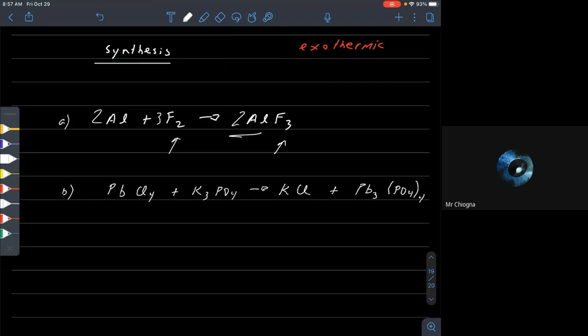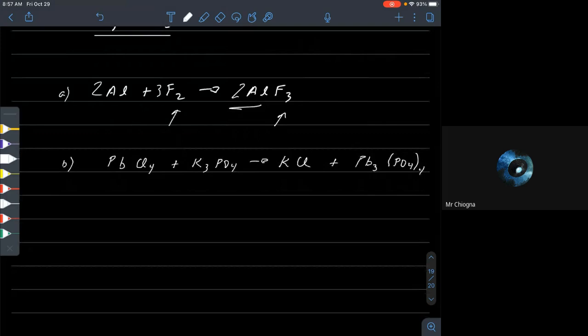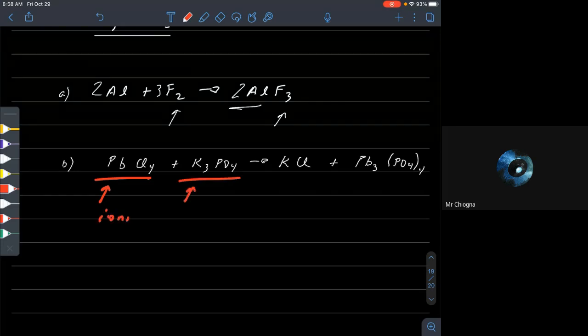Okay. Let's look at this. Ionic compound. How do I know it's an ionic compound? It starts with a metal. I'm just going to put ionic, but it means ionic compound. What type of reaction is it? If it starts with a metal, ionic plus ionic. These 2 metals are going to be replaced. You can see here, the Pb is replaced with a K. They switch places. So it's called double replacement.